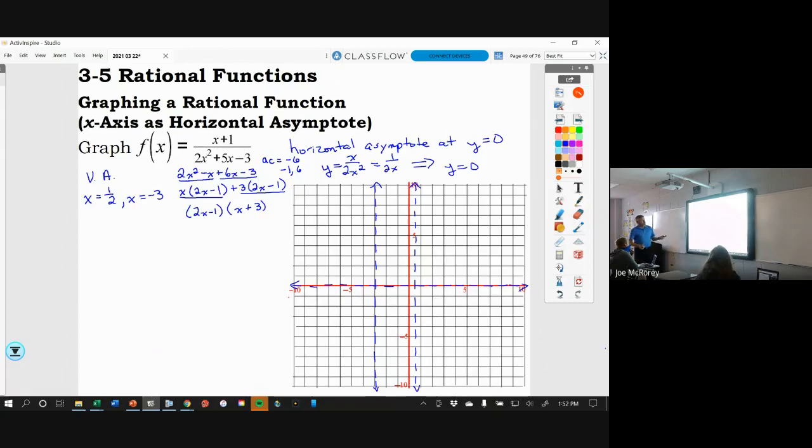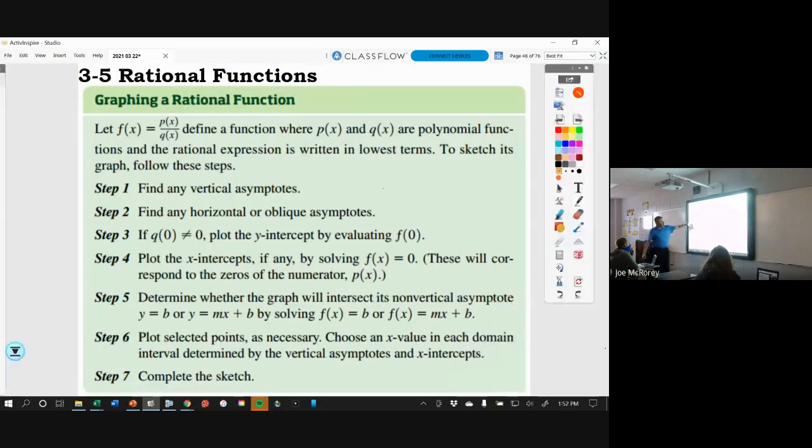Okay. Let's go back here. Step number 1, find the vertical asymptotes. We did. Step number 2, find the horizontal or oblique asymptote. We did that too. We did them in a different order, but that's okay. Step number 3.